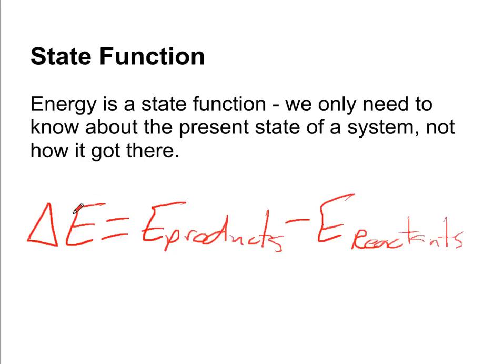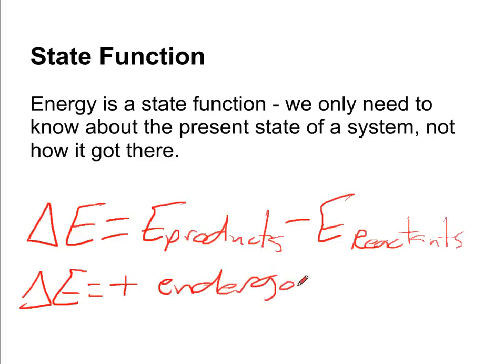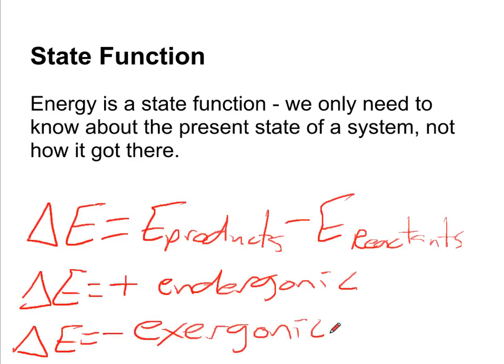Anytime that delta E is positive, that's going to be an endergonic reaction. That means that the system absorbed energy. Anytime that delta E is negative, that's going to be exergonic. That means that the system lost energy.